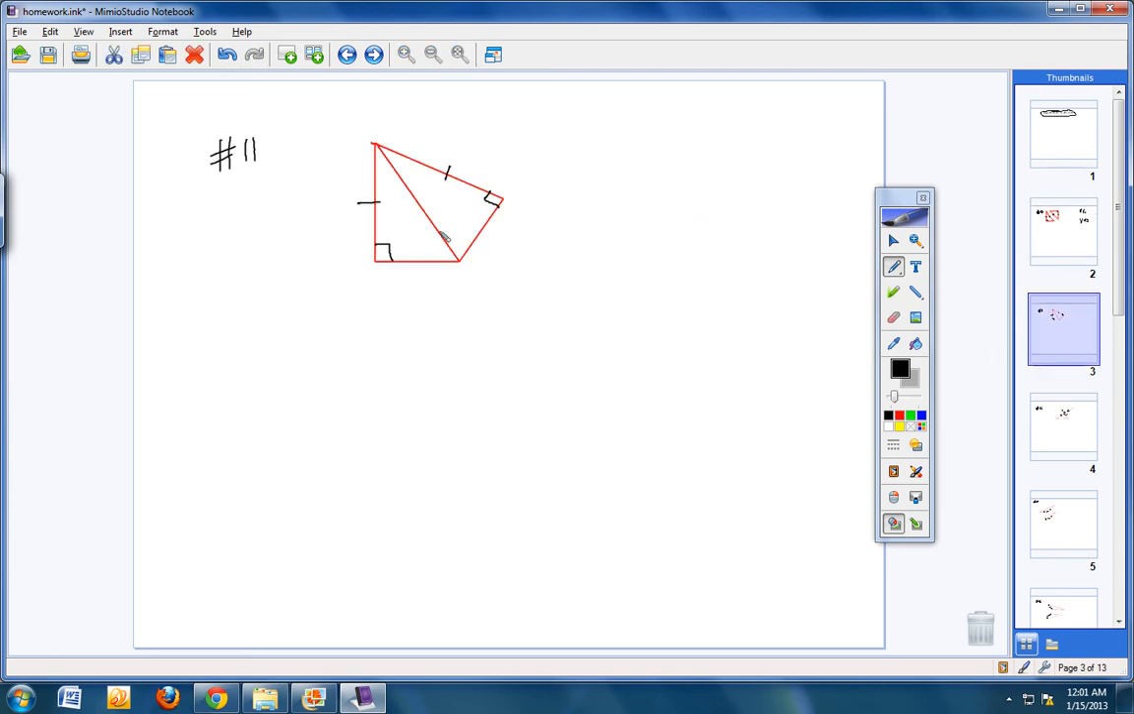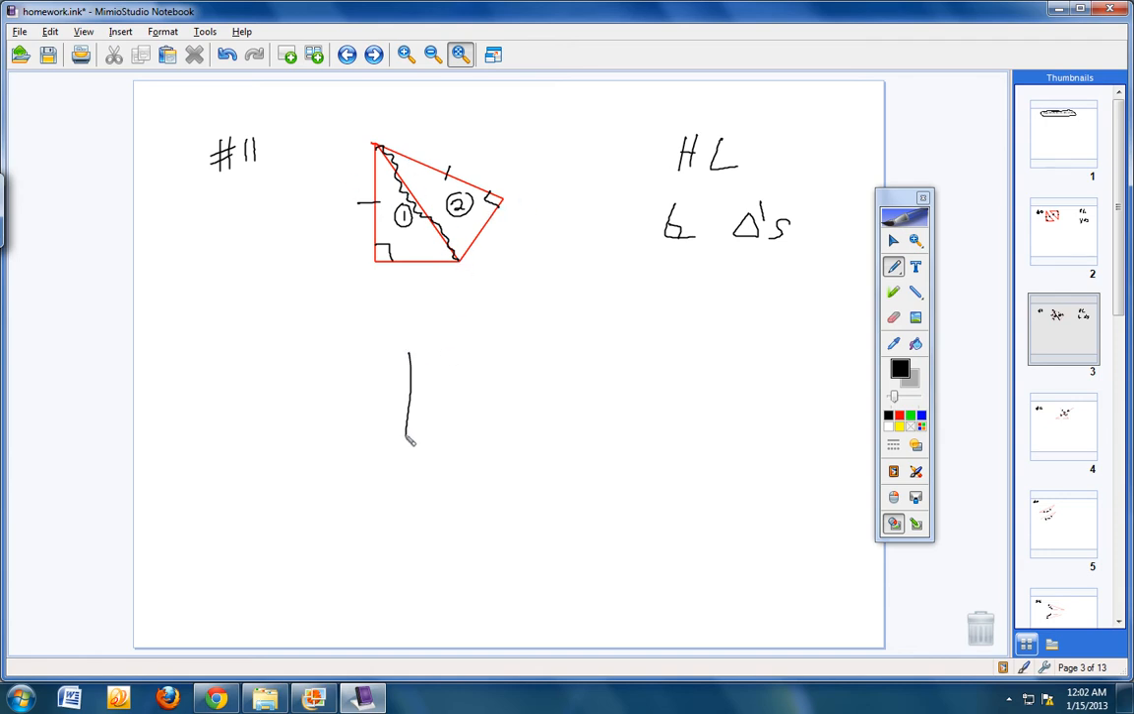Okay, moving on to number 11. We're going to call this triangle number 1 and triangle number 2. Okay, can we use HL? Well, first of all, we have to have what? Right triangles. Do we have right triangles? Yes, we do. All right, next we have to have a hypotenuse congruent to a hypotenuse. Well, do you see how this side right here is right across from the right angle? So that's the hypotenuse. And see how this side is right across from that right triangle?